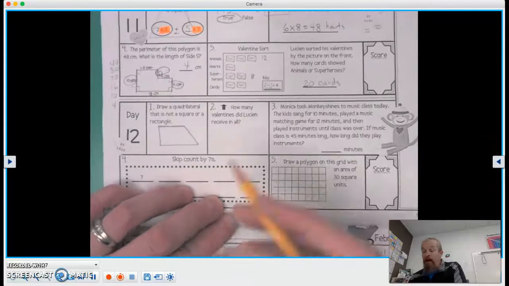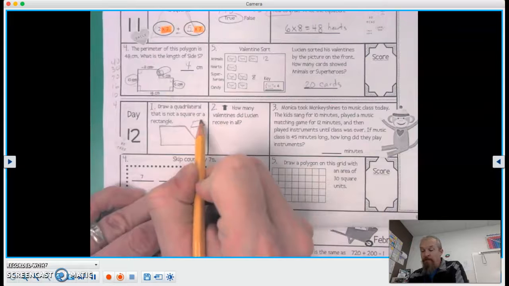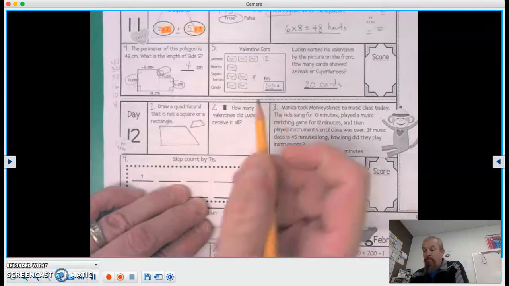There are some other options as well. You could go like this. That's technically a trapezoid, right?